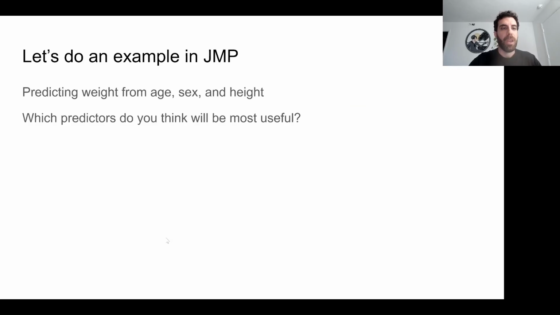Okay, so let's do an example in JMP. Before we do an example in JMP, I have an example that I want you to think about. If you're predicting weight from age, sex, and height, which predictors do you think are going to be useful? We're going to do a very similar example in JMP, and I'm going to show you how to evaluate the usefulness of those predictors.